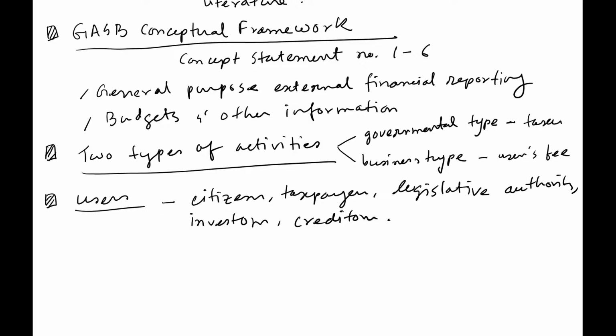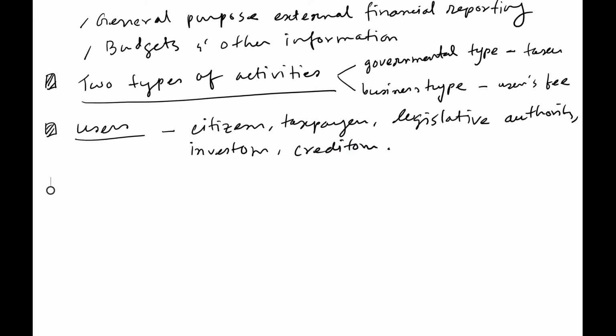And overall, this financial information will help users evaluate the operating efficiency and effectiveness of a governmental entity. Now we will learn one important concept, which covers accountability and inter-period equity. So let's try to understand what accountability and inter-period equity mean.